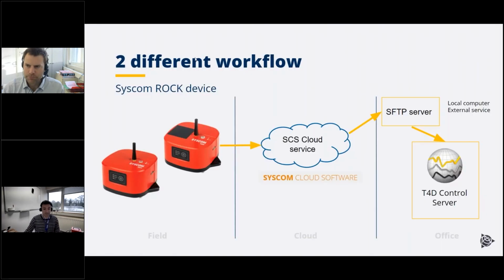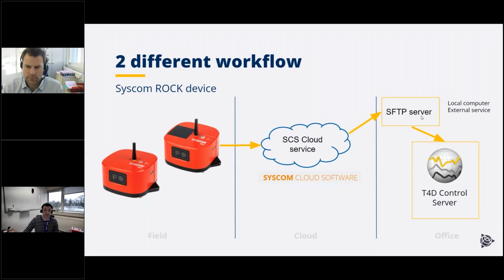Today, I first want to introduce the two different workflows, the one with the ROC and the one with the MR3000C. About the ROC, there is an SCS platform, a cloud-based platform. Basically, you turn on the device, add the serial number on the SCS platform, and you will be able to see your device and connect.